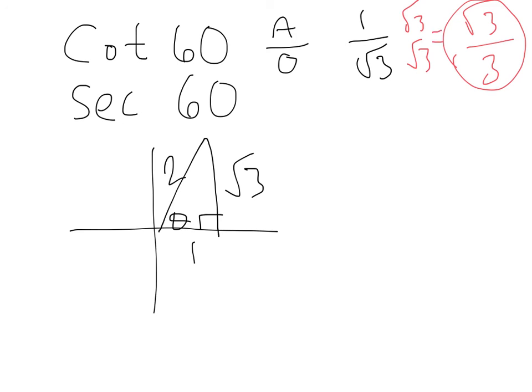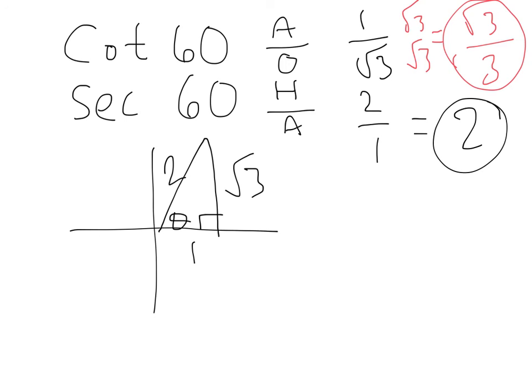Okay? Let's take a look at secant. So secant of 60, well, secant is going to be the reciprocal of cosine, cho sha cow. So for sha, it's hypotenuse over adjacent. My hypotenuse is 2. My adjacent's 1, so my answer is just 2. No rationalizing in that one.